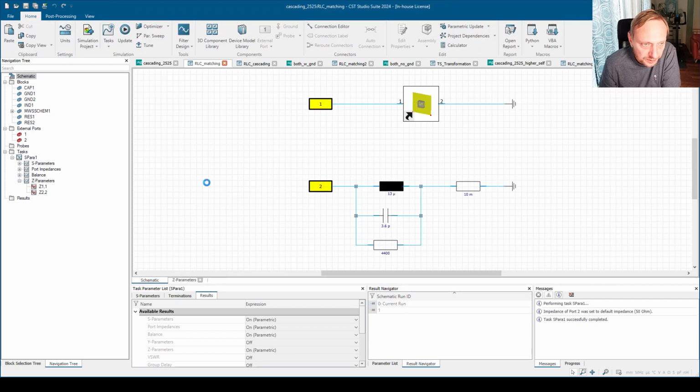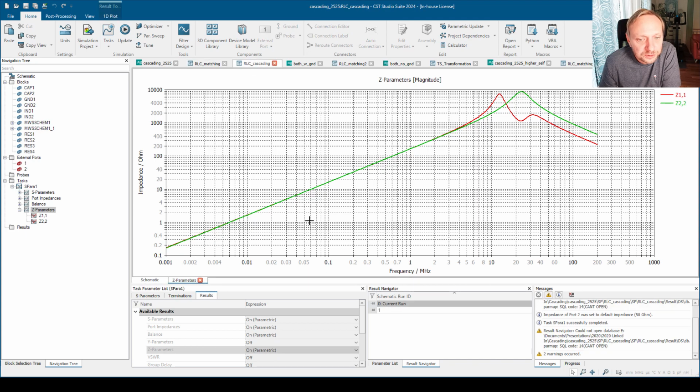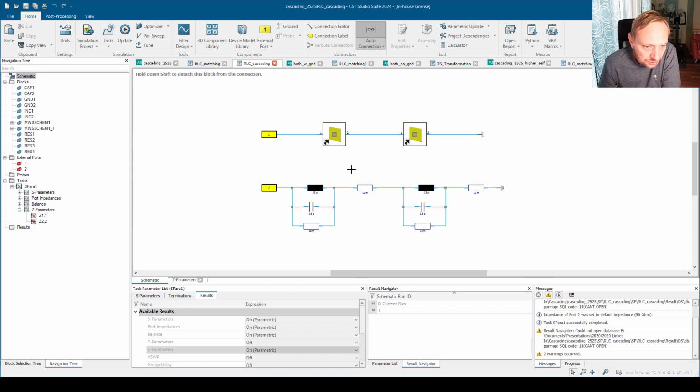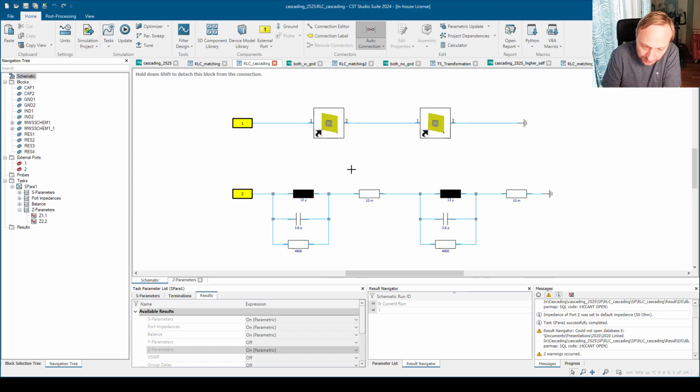Where's the problem? The problem started when we wanted to cascade these models. So the idea was to take the measurement of one inductor and say we cascade these two inductors to obtain the loop impedance of both inductors in series. That's what you would expect.